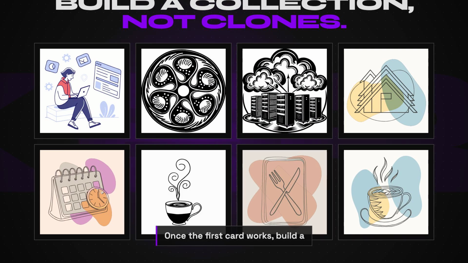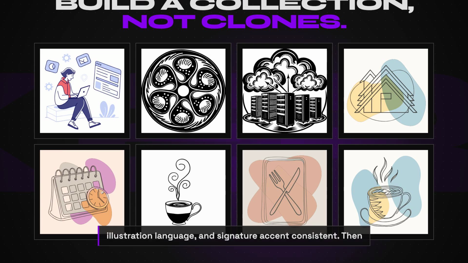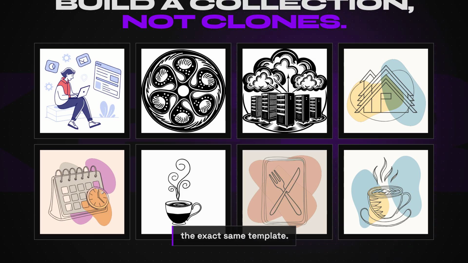Once the first card works, build a small family. Keep the grid, type treatment, illustration language, and signature accent consistent. Then change the occasion, message, hero object, and palette. Makers and small brands can create recognizable collections without forcing every recipient into the exact same template.